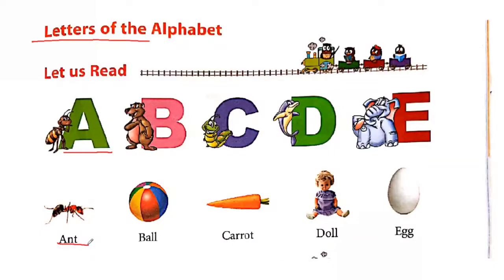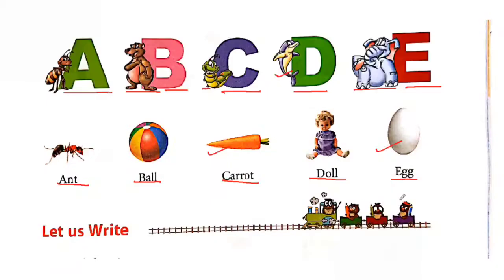Next is B. What is this picture about? This is a bear. So, B for bear, and B for ball. C. This is the picture of a caterpillar. So, C for caterpillar, and also C for carrot. Then D. This is the picture of a dolphin. So, D for dolphin. Also D for doll. E. E for elephant. Also E for egg.